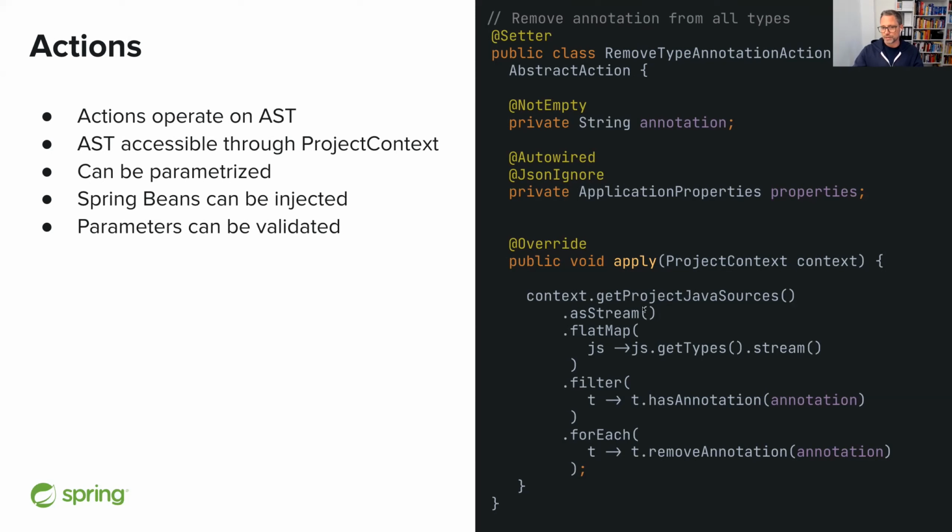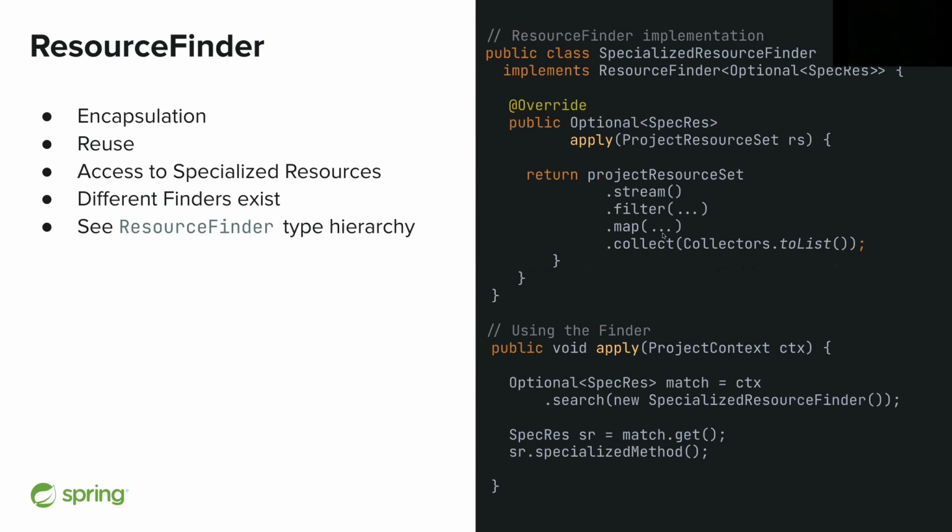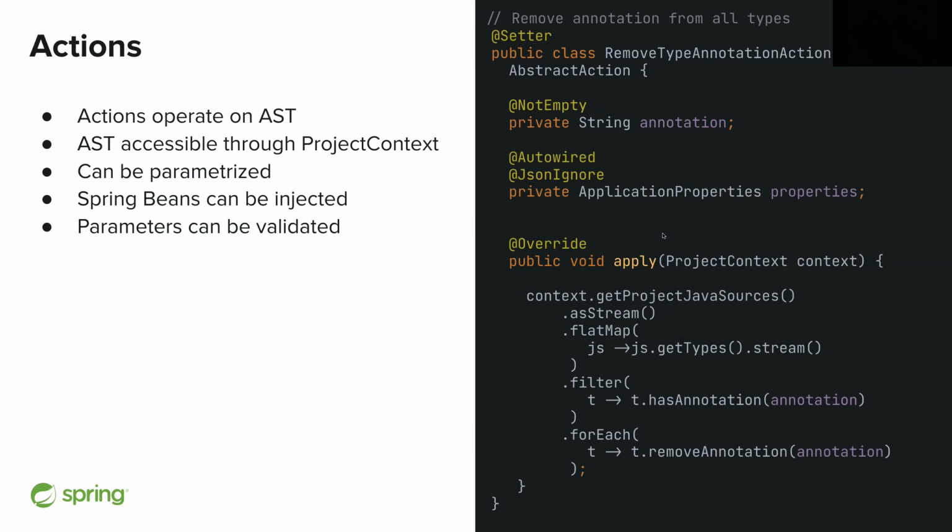Here, you can see the apply method. As I mentioned, the context is the central entry point. We say, hey, context, give me all Java sources as a stream. Take the types of all Java sources, flat map it into a stream. So after that, we get all types in all Java sources. Then filter the types that have this annotation. And if there's any, then remove it. That's how this recipe would look.